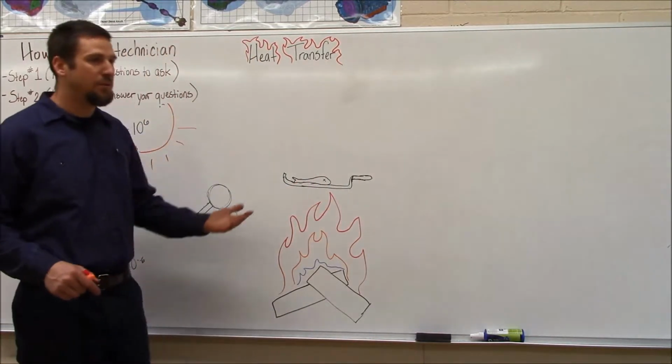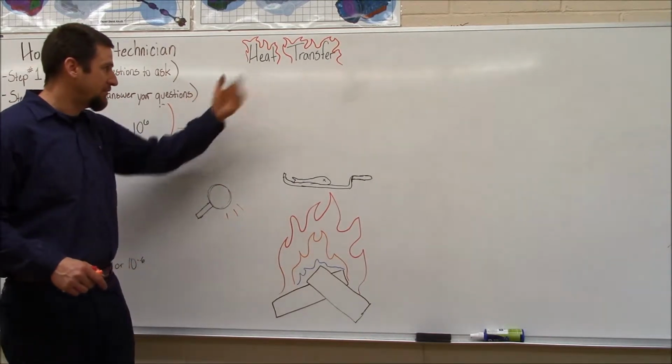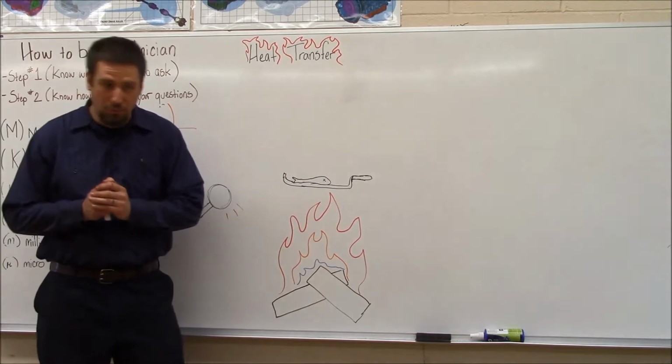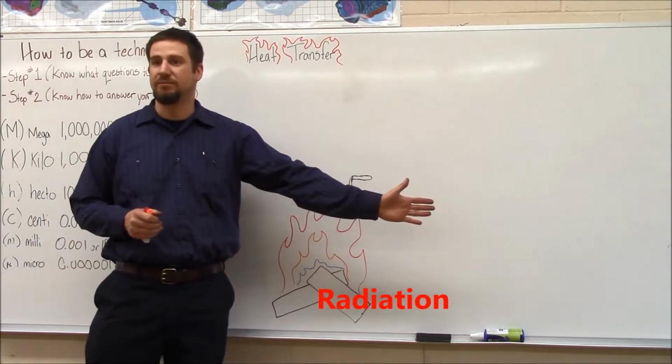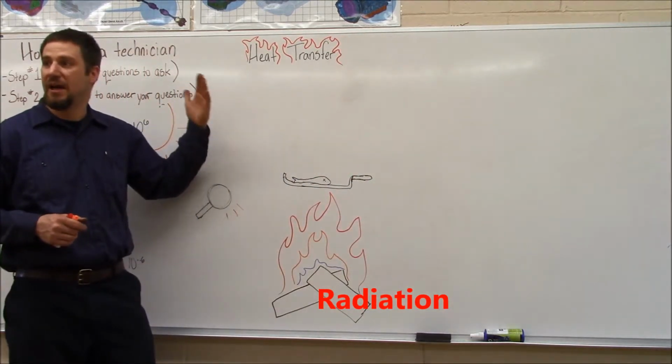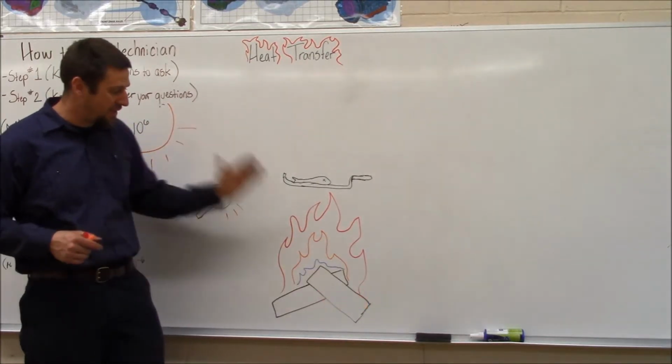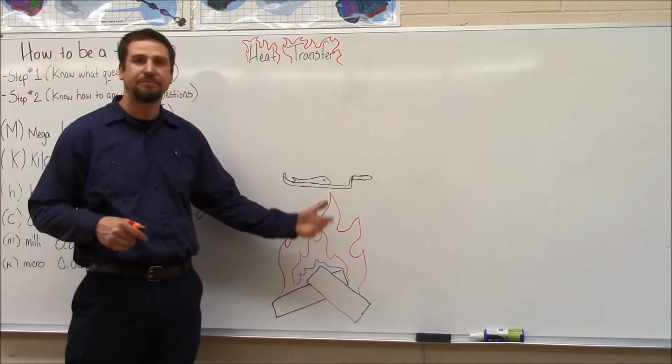So right now we've used heat transfer through radiation. Okay? Radiation. The sun's rays have radiation. We use that radiation to start a fire. We transfer heat into the wood and got it burning.